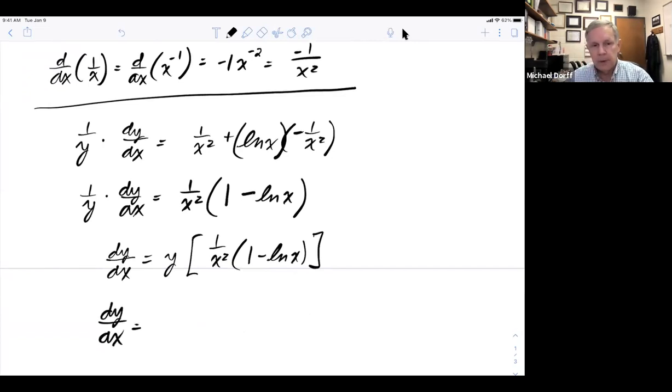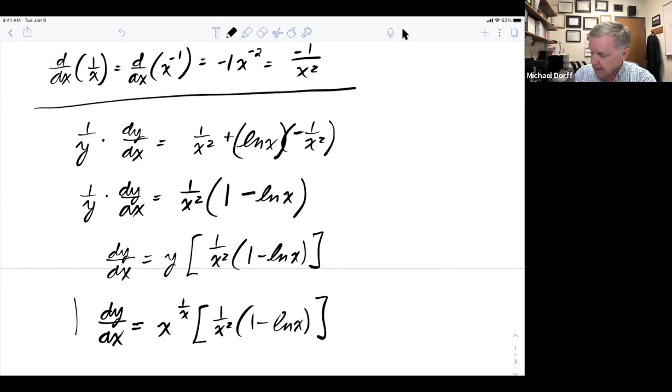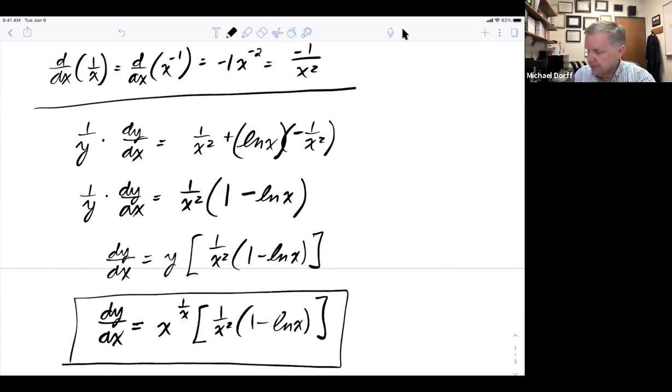What is y? Well, if I go back to the very beginning of the problem, y was equal to x to the 1 over x power. So I write that in there for y, and then write down the rest. And I have this. And that's going to be my final answer.